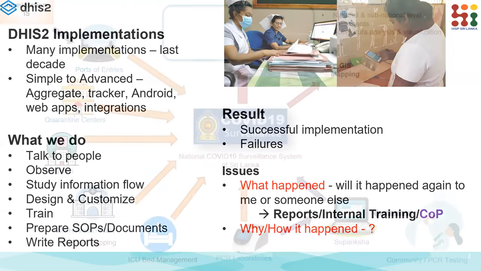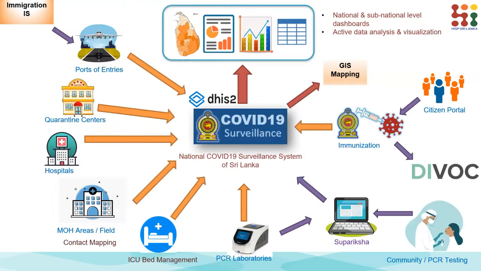So let me explain my approach and what I've been doing in this first year of my PhD, in the last couple of months. What you're seeing here is from our COVID-19 surveillance system in Sri Lanka. What is fascinating about this system is that we have been able to design an entire surveillance system for COVID-19 with all these modules within a matter of 4 to 5 months.